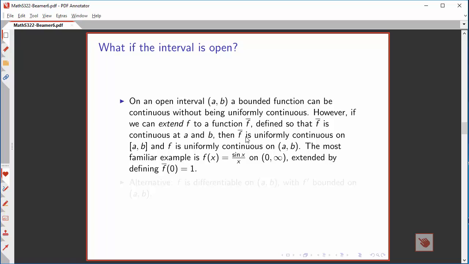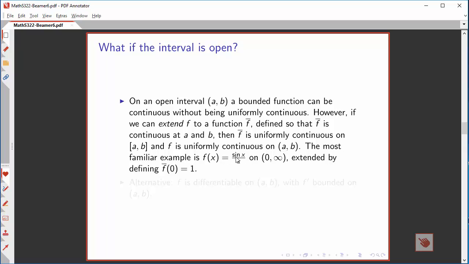Now the function is continuous on the closed interval from a to b. It's uniformly continuous on the closed interval from a to b, and it's uniformly continuous on the subinterval from a to b. This sounds esoteric, but there's an example you've probably used in your own teaching.